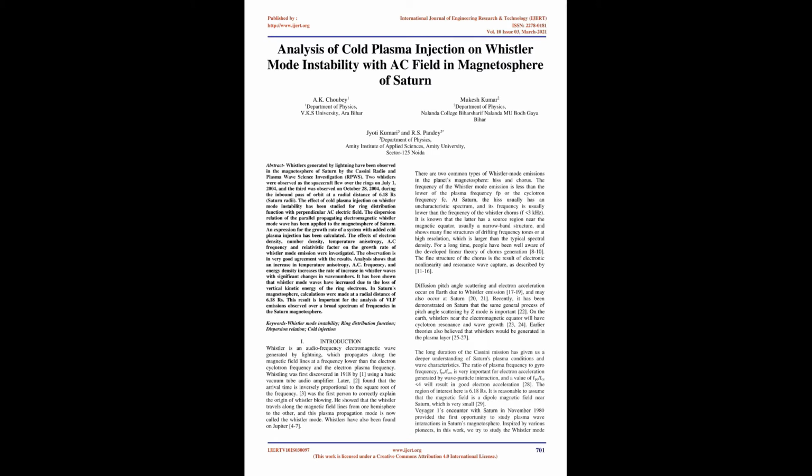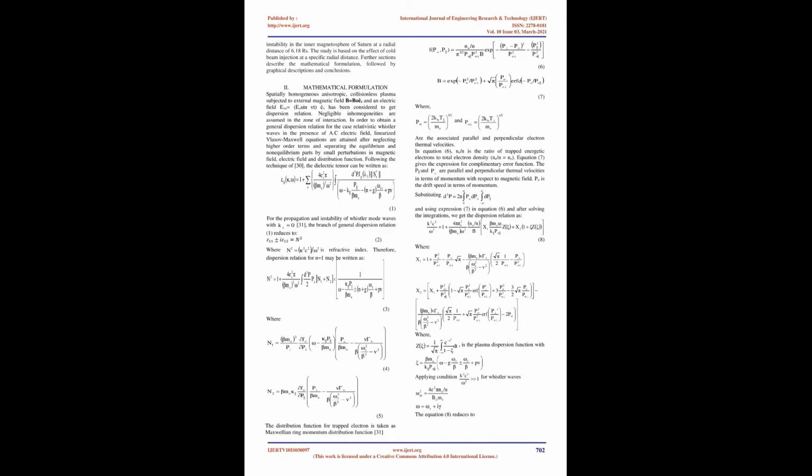The effects of electron density, number density, temperature anisotropy, AC frequency, and relativistic factor on the growth rate of Whistler mode emission were investigated. The observation is in very good agreement with the results. Analysis shows that an increase in temperature anisotropy, AC frequency, and energy density increases the growth rate of Whistler waves with significant changes in wave numbers.